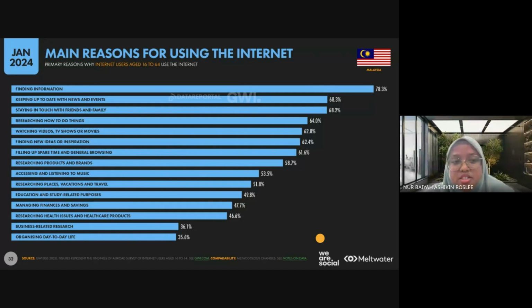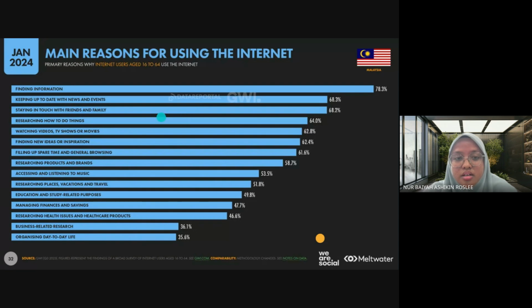Okay, for the next graph, which is a horizontal bar graph, as we can see here, the main reason for using the internet, and the most common reason, is to find information, valued at 78.3% over 100%. This reflects high engagement with search engines, news sites, Q&A platforms, and tutorials. Secondly, as you can see in the graph, is keeping up to date with news and events. Most people use the internet to keep up to date with news and events. This shows that Malaysians use the internet to stay informed about local and global happenings.